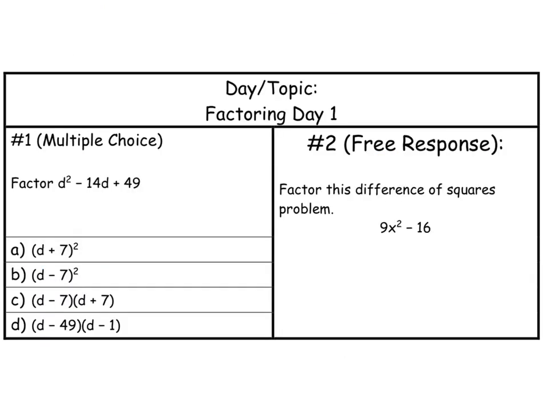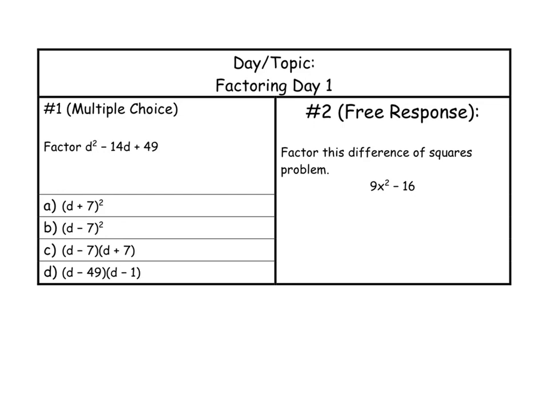Okay, so here we go again. Multiple choice question number 1, you need to factor d squared minus 14d plus 49. Keep in mind that the leading coefficient is 1, so we just have to find the factor pairs of 49 that add up to negative 14. And number 2, factor the difference of squares problem. 9 is a perfect square, x squared is a perfect square, and so is 16. So you need to find the square root of 9, the square root of x squared, and the square root of 16.